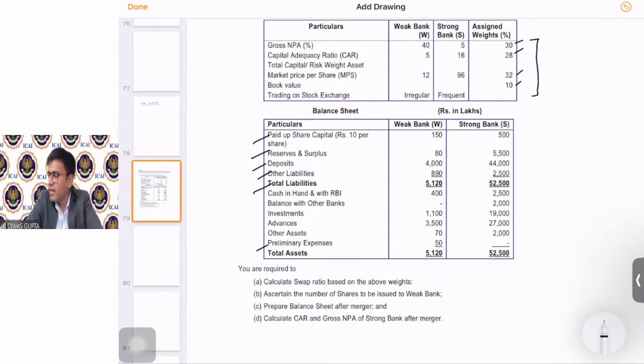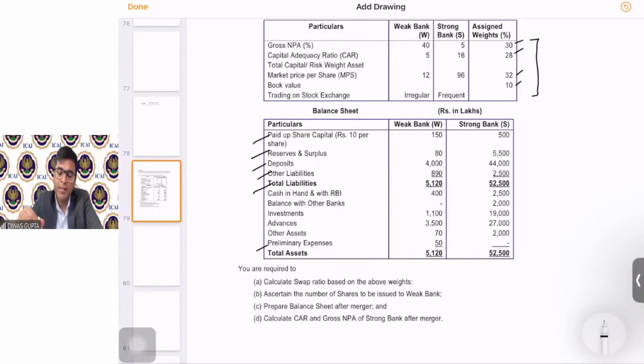While computing the book value, there is an important thing which is right in front in this balance sheet. Yes, Viraj has highlighted. Very good. But Viraj is asking me, Viraj is not telling. Yes, so it is preliminary expenses, students.